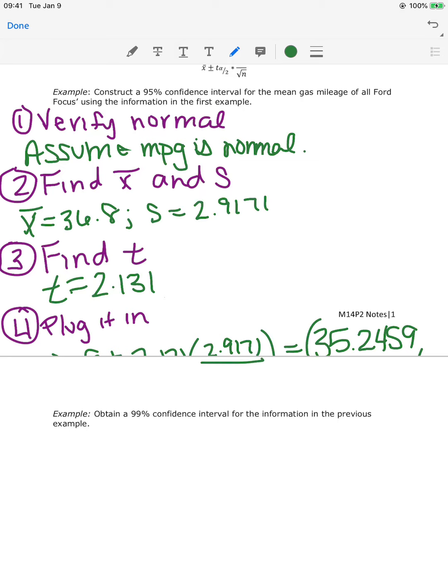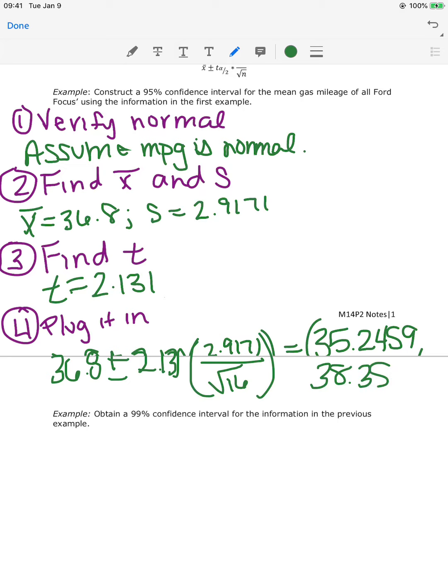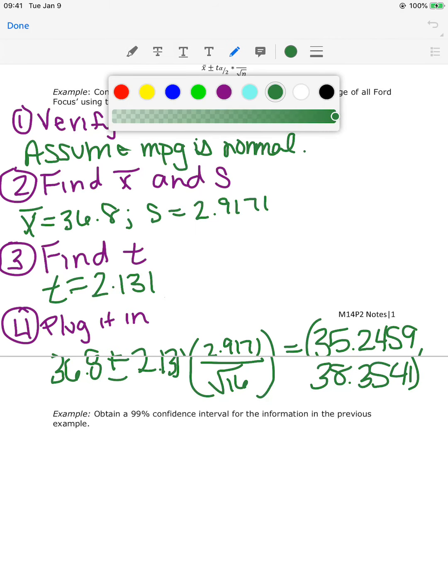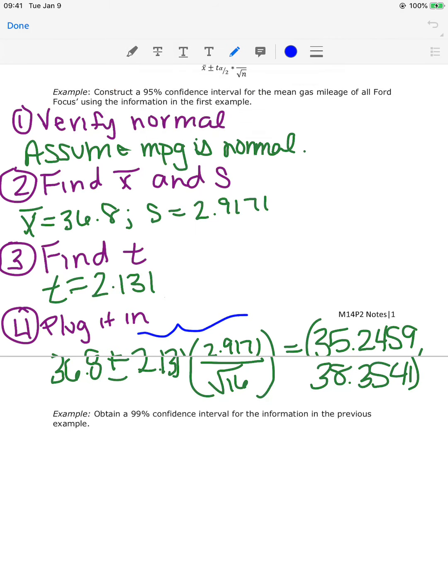All right. This was divided by the square root of 16. 2.131 plus minus, 36.8, 38.3541. And again, this second half, the 2.131 times the standard error, is called our margin of error.